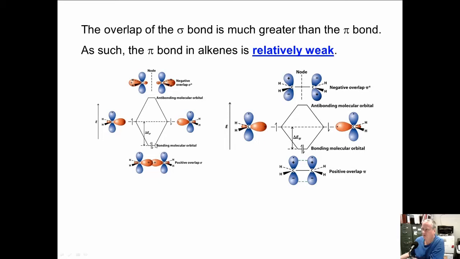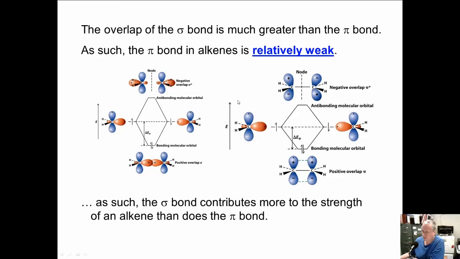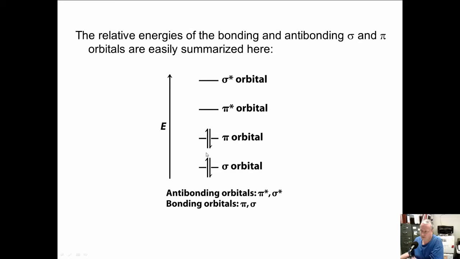Okay. So the sigma bond contributes more to the strength than does the pi bond. All right, so it kind of looks like this. This is the overall energy diagram. Sigma, pi, pi star, sigma star. And the pi electrons are the more likely ones to react.